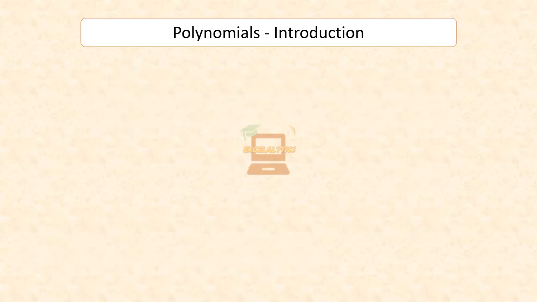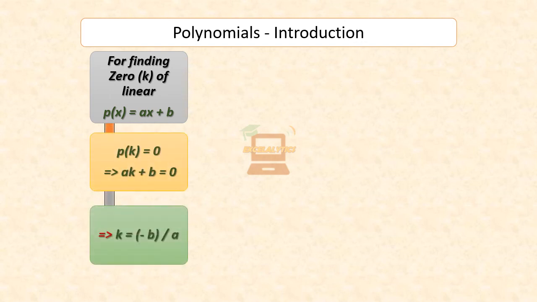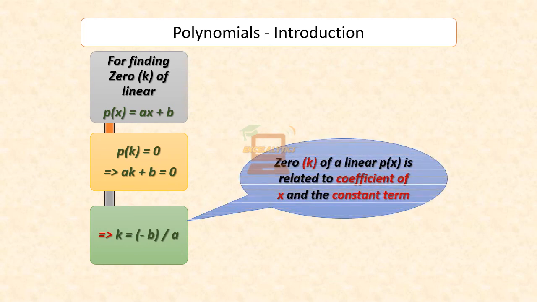Therefore, for a linear polynomial p of x equals a times x plus b, for finding the zeros, we put p of k equal to 0 and arrive at the value of k as minus of b by a, that is the negative ratio of constant term of p of x to the coefficient of x in p of x. Thus, the zero of a linear polynomial is related to its coefficients.